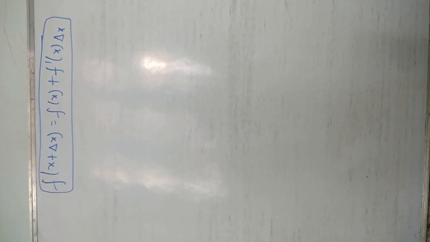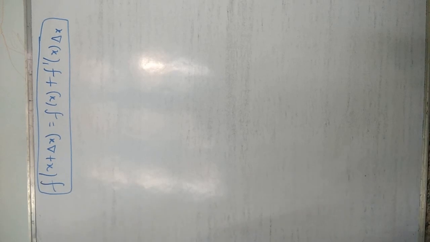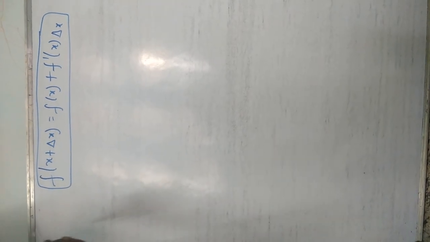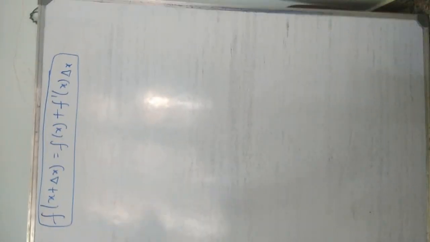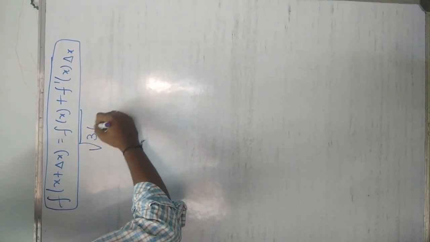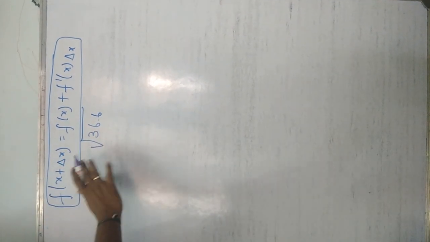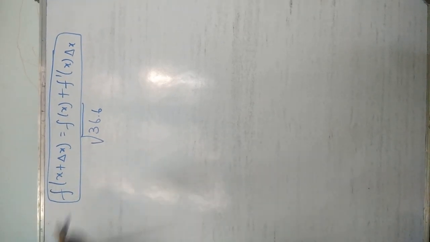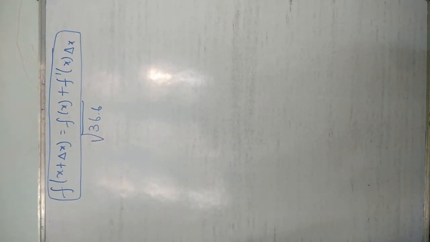So, continuation of the previous video, I'll start with a small example sum. Using differentials, find the approximate value for the square root of 36.6. One sum I will teach very slowly, then 2 or 3 sums I will try to teach myself. Then listen to the video.